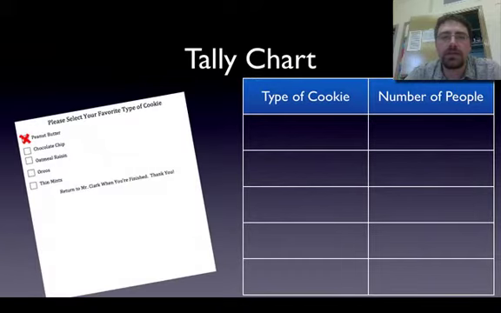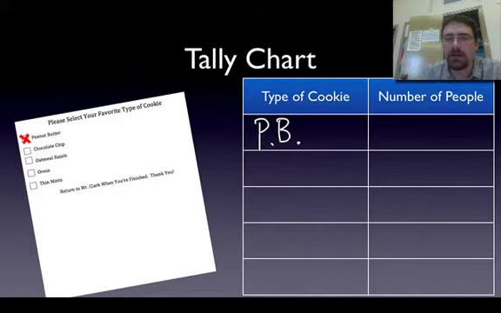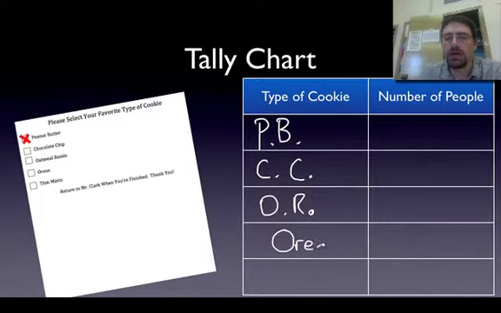I need to make a box for each type of cookie that I did. So let's go ahead and make those boxes right now. The first type of cookie is peanut butter. I'm just going to write it in there, P, B for peanut butter. I'm going to write C, C for chocolate chip. O, R for oatmeal raisin. Just regular O, R, E, O, S. I'm just going to write out Oreos because it's small. And the last one is Thin Mints. So I'm going to write T, M for Thin Mints.